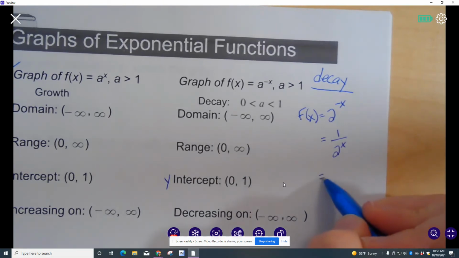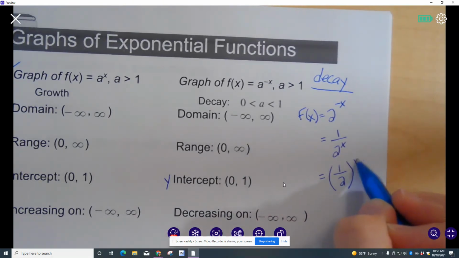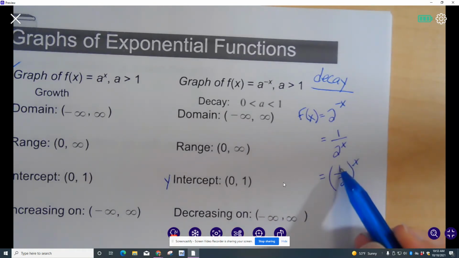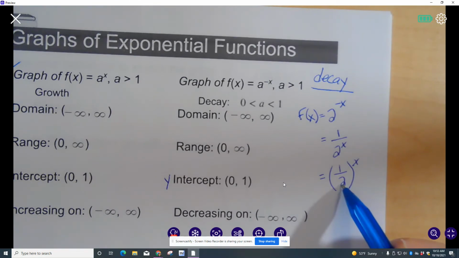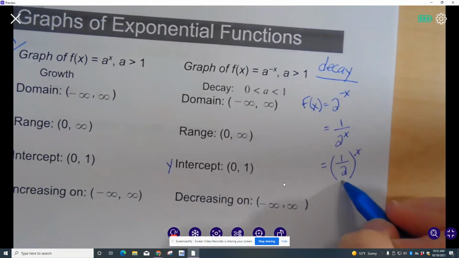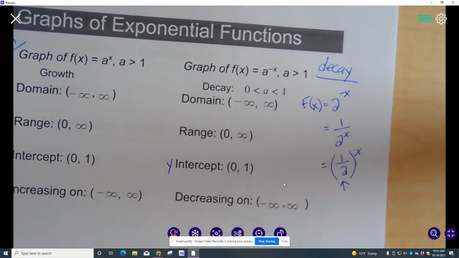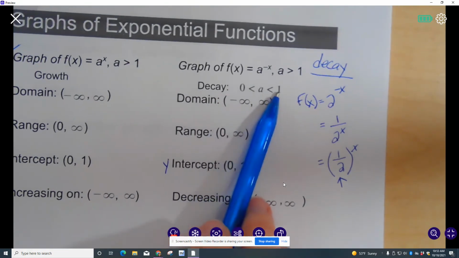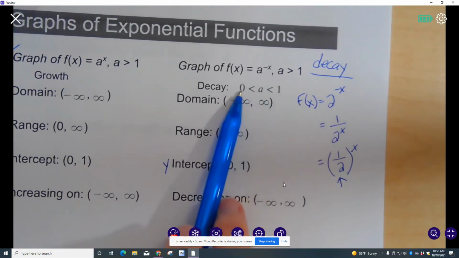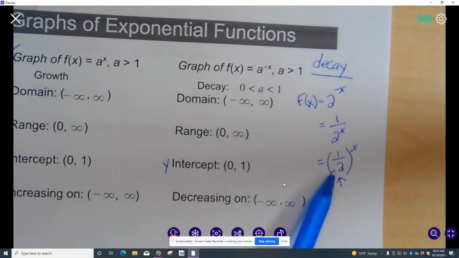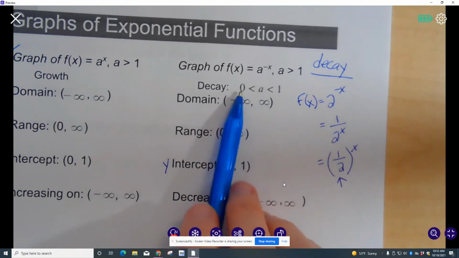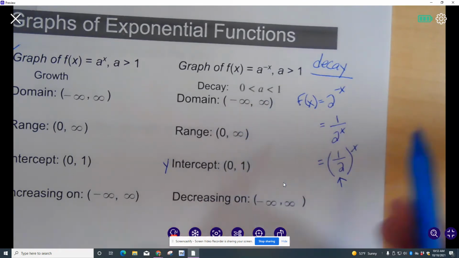And then I'm going to say that is equal to this, because 1 to the x is always going to be 1, and then 2 to the x on the bottom. Notice this number is what I'm referring to right here. I'm saying also your decay might look like this, if your base is greater than 0 or less than 1.